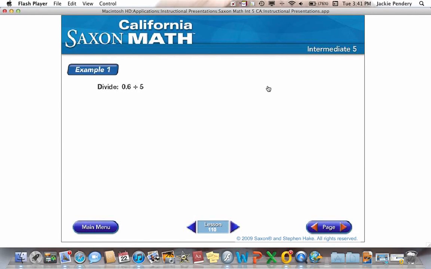Hi everybody, today we are going to look at lesson 110, more on dividing decimal numbers. So yesterday we talked about dividing decimals, where when we write our problem, 0.6 divided by 5, we learned that we take the decimal straight up and then we ignore the decimal for the rest of the problem.